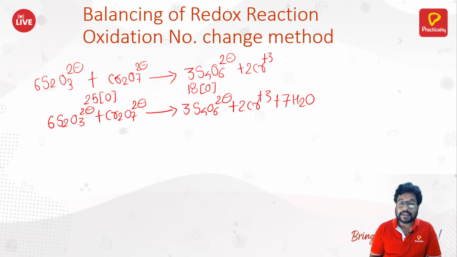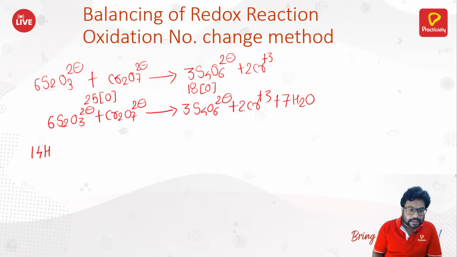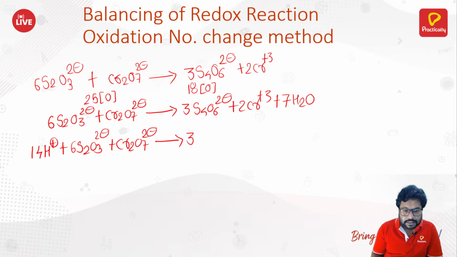Now what do you need to balance? Hydrogen. How many hydrogens have you got on the left hand side? 0. How many hydrogens do you have on the right hand side? 14, right? That means you should add 14 H+ on the left hand side. Then the reaction is balanced: 14 H+ plus 6 S2O3 2- plus Cr2O7 2-, giving us 3 S4O6 2- plus 2 Cr 3+ and 7 H2O.